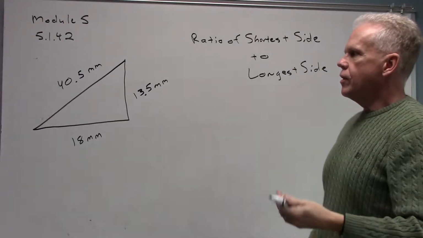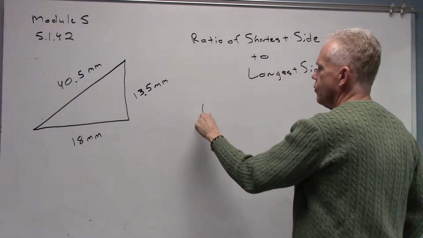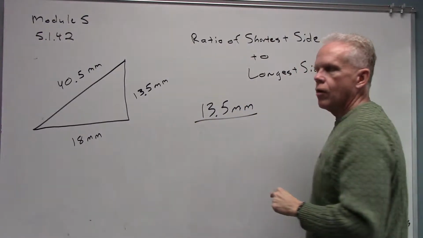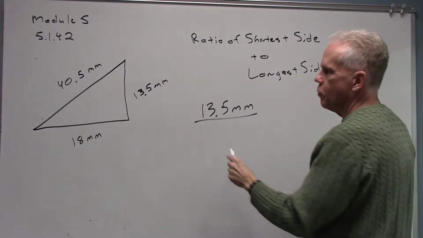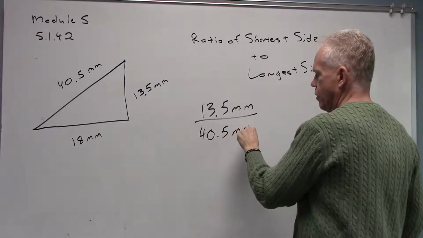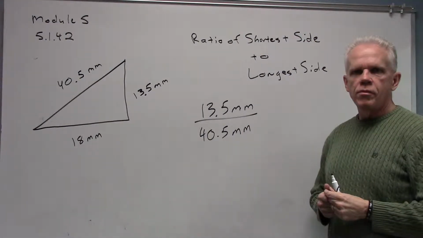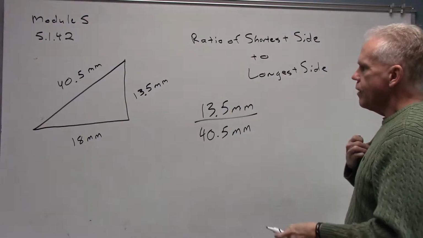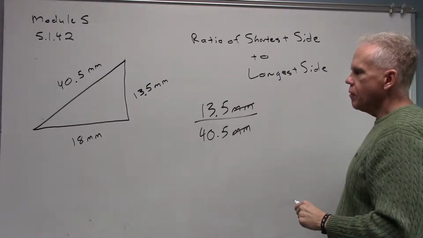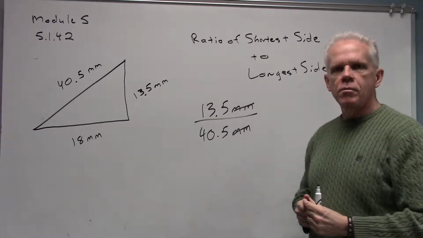Very quickly and easily, all we're going to do is take our shortest side, which here is the 13.5 millimeters, and put that over the longest side of 40.5 millimeters in fraction form. Again, the difficulty comes when we have to start simplifying the fraction. First off, our millimeters will cancel out directly. Then we've got a fraction of 13.5 over 40.5.